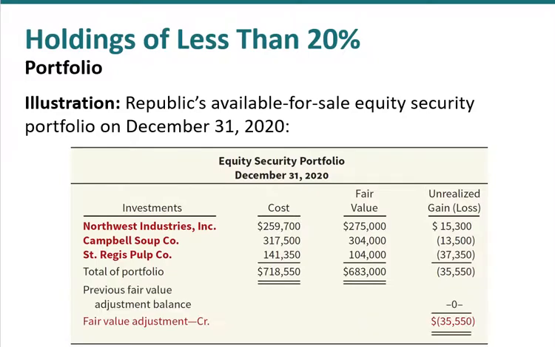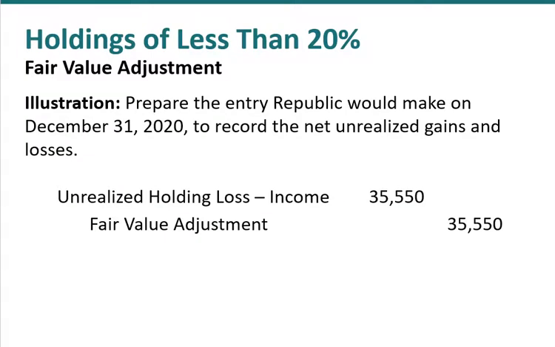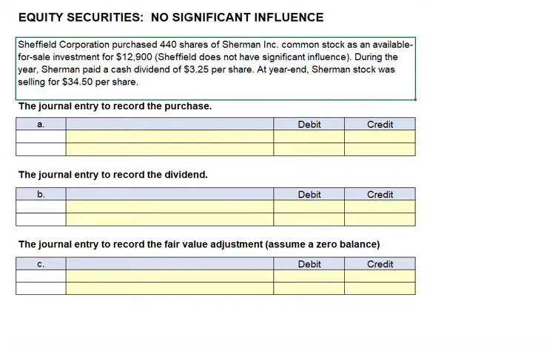If we assume that the current or previous balance was 0, we're going to need to credit the fair value adjustment account by $35,550. And we will record an unrealized holding loss. And again, that flows through on our income statement in the amount of $35,550. Let's go ahead and take a look at a few more examples. We're told that the Sheffield Corporation purchased 440 shares of Sherman Inc. common stock as an available for sale investment for $12,900.